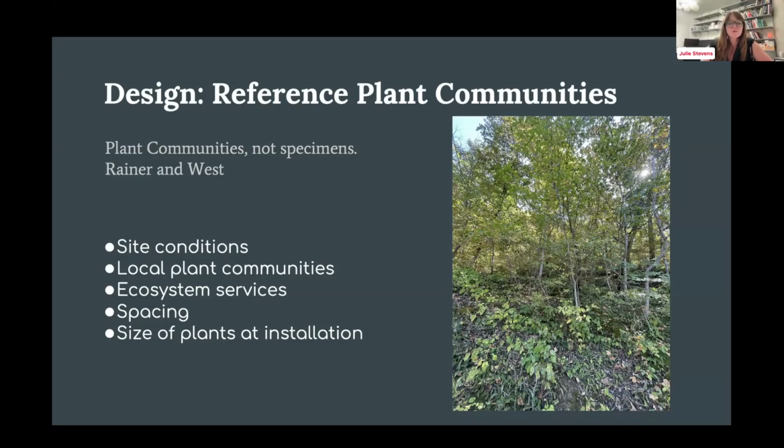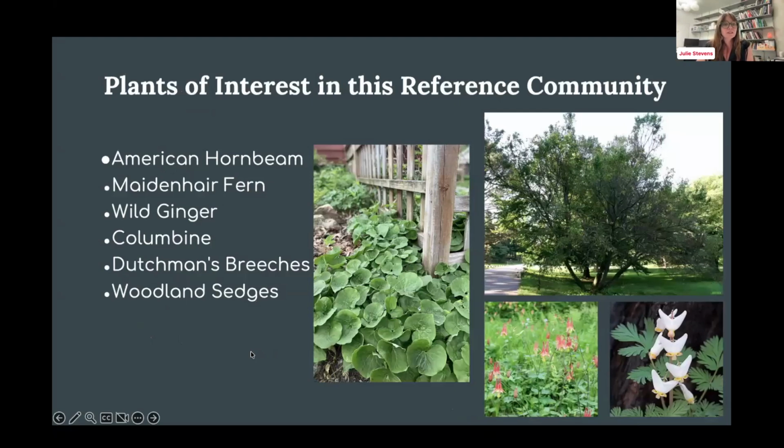Okay, so you've got Carpinus. And then let me show you a few of the other things that you'll see here. So again, this is American hornbeam left to sort of get to its maturity. You've got this wild ginger, which is just amazing. Native columbine, Dutchman's breeches, and woodland sedges. So, maidenhair fern, wow, what an amazing plant.